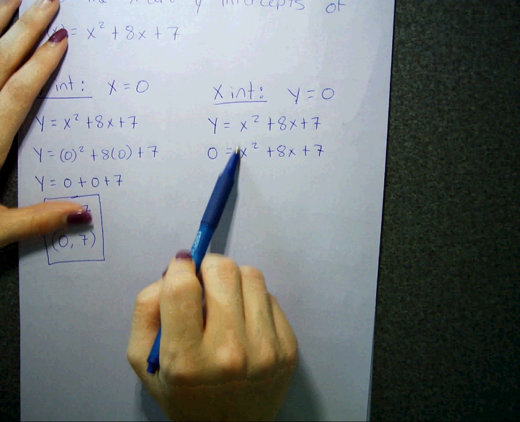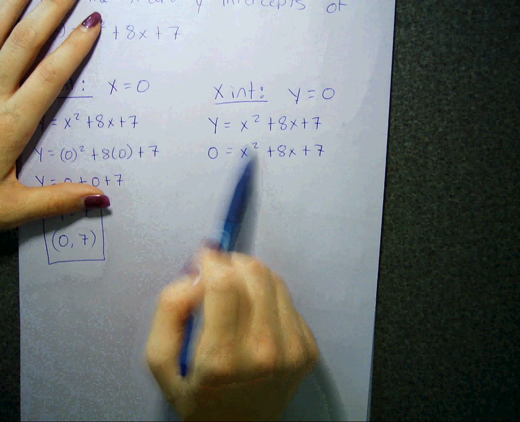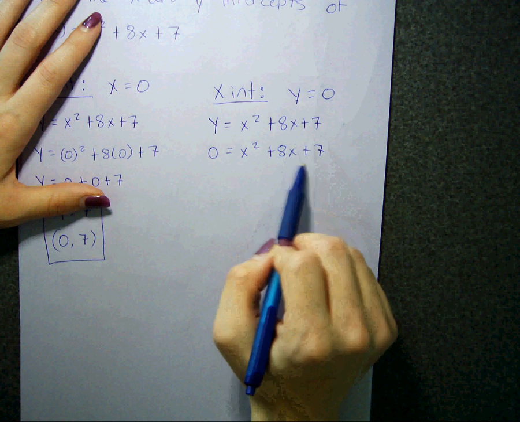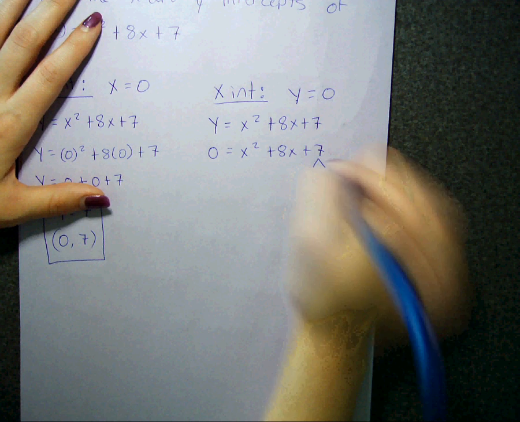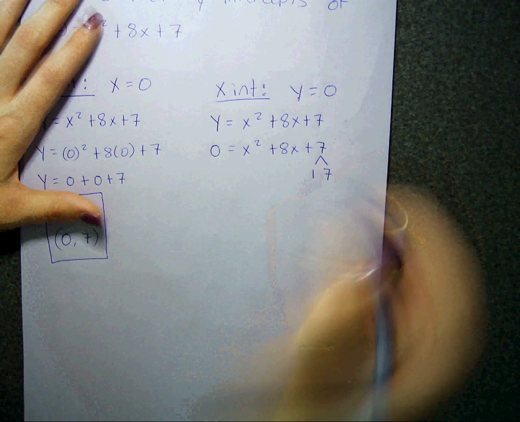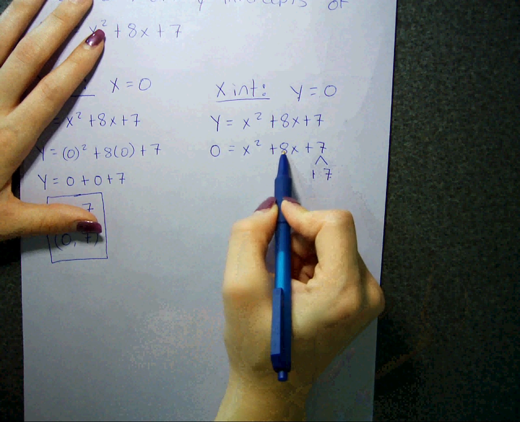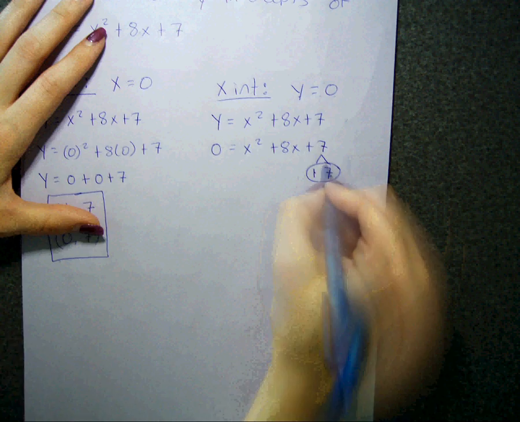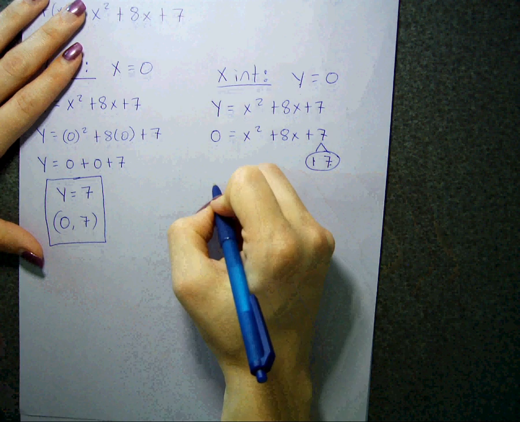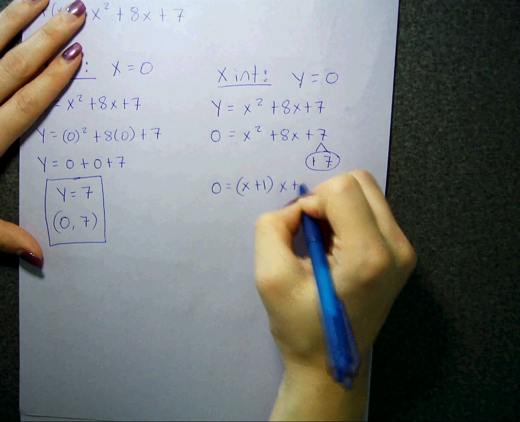I do not have a value in front of x squared. Well, I do. It's a 1, so I don't have to take into account that value, so I'm just looking at the last number, my 7. And I want to know, what do I multiply together that gives me 7? And it is just 1 times 7 because 7 is prime. 1 plus 7 gives me 8. So I know these are my factors. So I can rewrite the quadratic in factored form as 0 equals (x plus 1) times (x plus 7).